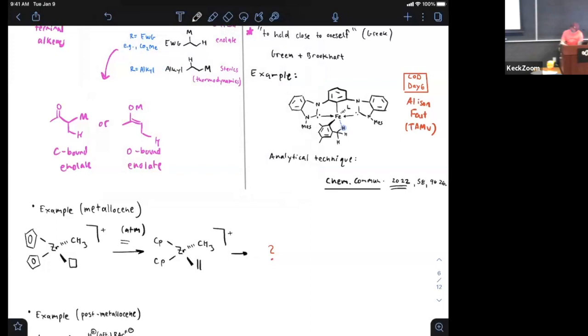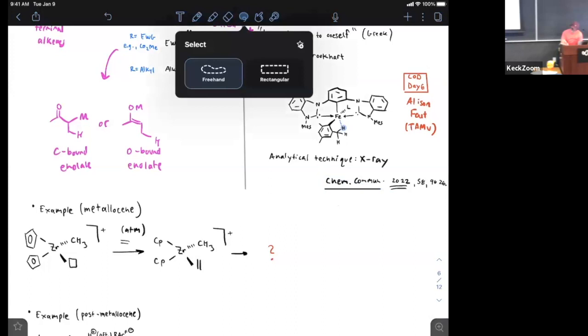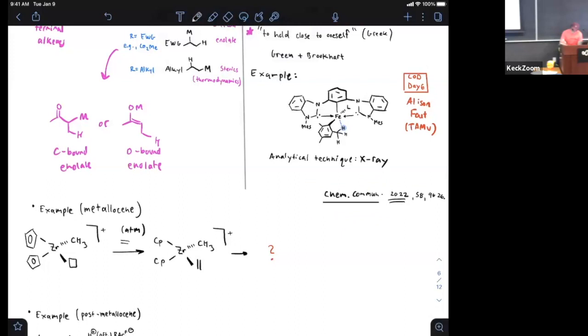So I'll just pose this question to the class, and anyone can shout if you have an idea or raise your hand. We talked about how X-ray can be a diagnostic feature for assigning an agostic interaction. What other techniques might be useful? Neutron diffraction. Okay, neutron diffraction.